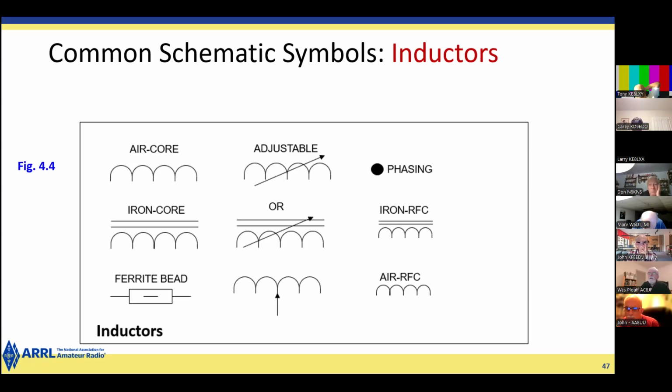If there is an iron or ferrite core, an iron or iron compound core, inside the inductor, then you'll see those two parallel lines next to the symbol for the coil. You notice that the basic symbol looks like the turns of a coil.